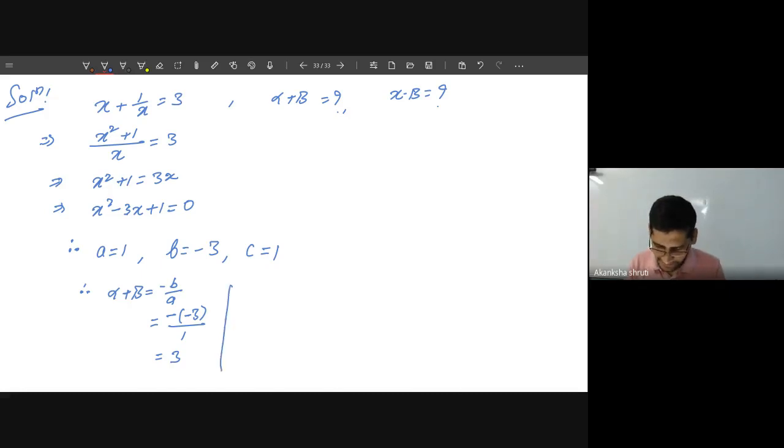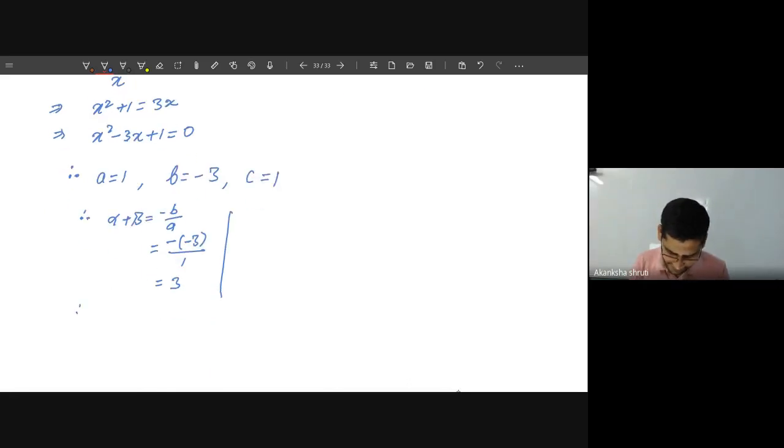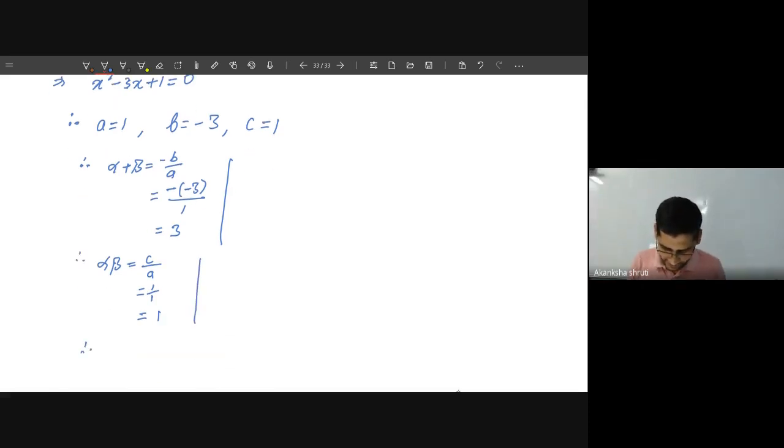And product of roots alpha into beta is C by A. C is 1 by 1, so this is 1. Therefore, alpha plus beta is equal to 3 and alpha beta is equal to 1. This was the required answer.